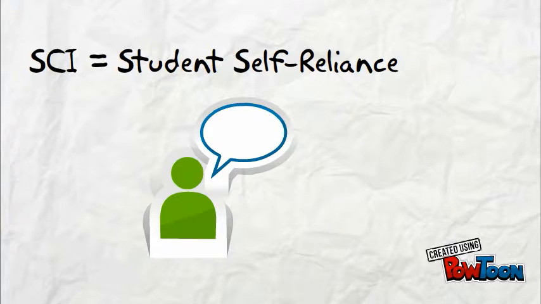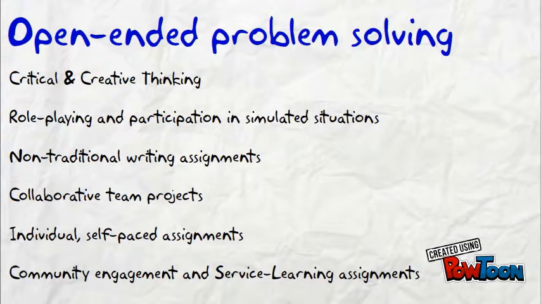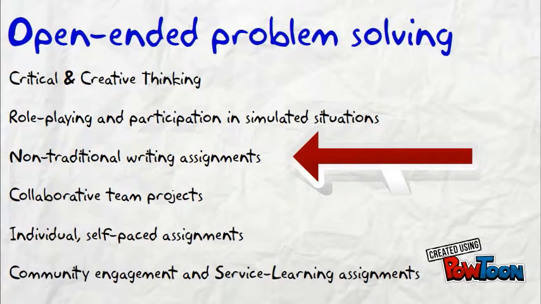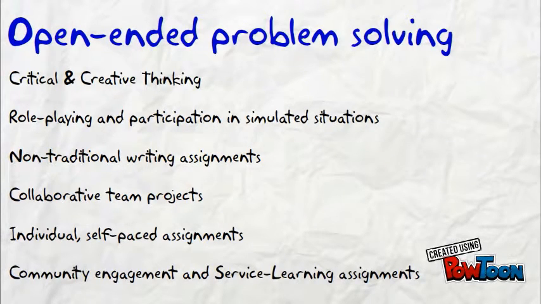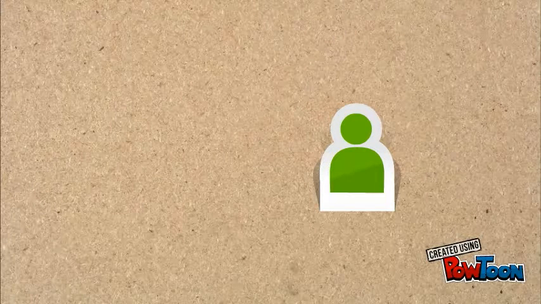Student self-reliance is promoted through a variety of action-oriented instructional formats that either replace or support traditional lectures, according to Felder and Brent, 1996. According to Felder and Brent, open-ended problem-solving required critical and creative thinking. It required role-playing and participation in simulated situations. It required non-traditional writing assignments and collaborative team projects. Individual self-paced assignments, community engagement, and service learning assignments were also a part of this.